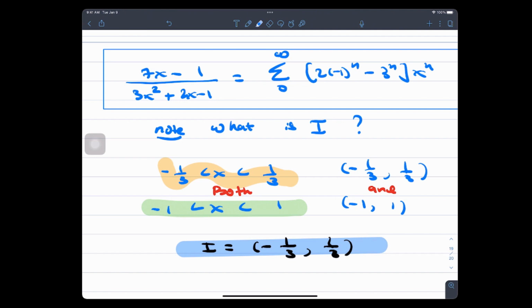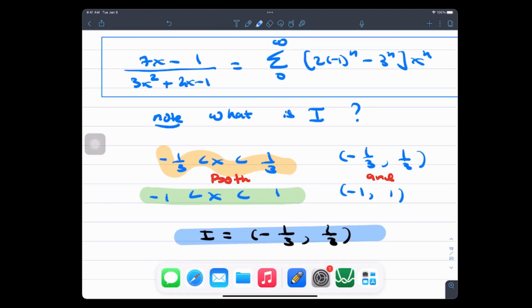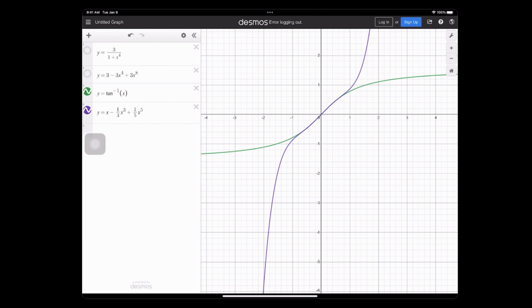The rational function, 7x minus 1 over 3x squared plus 2x minus 1. Let's take a look at this in Desmos.